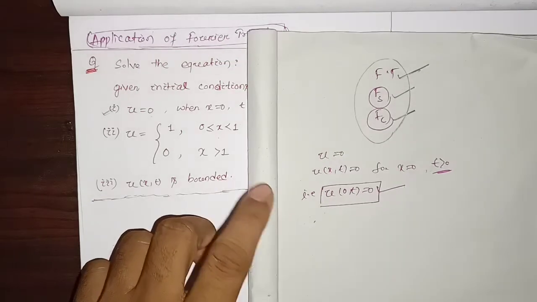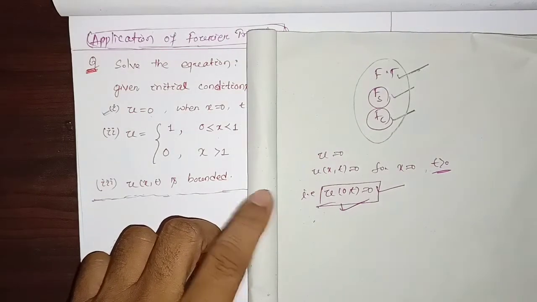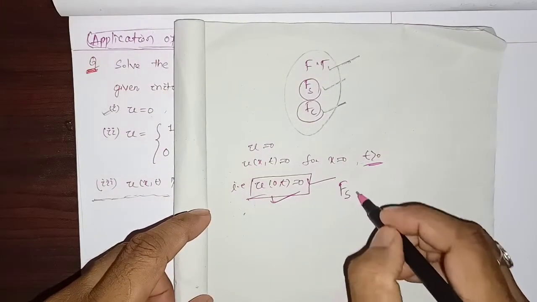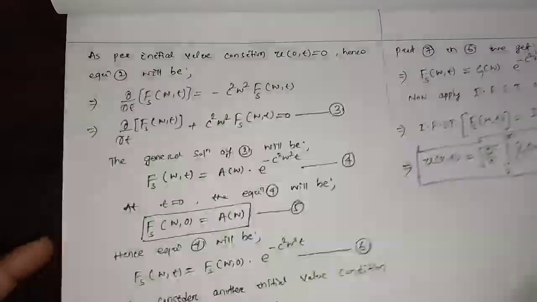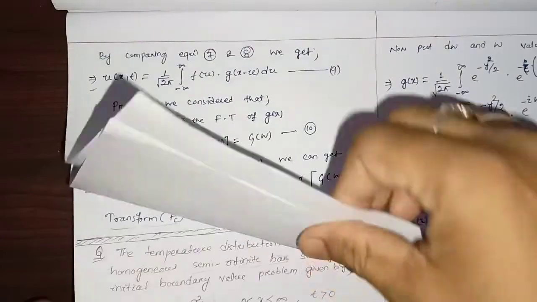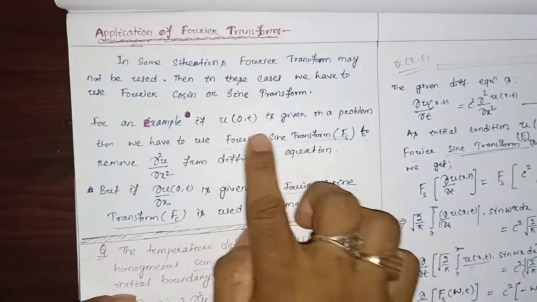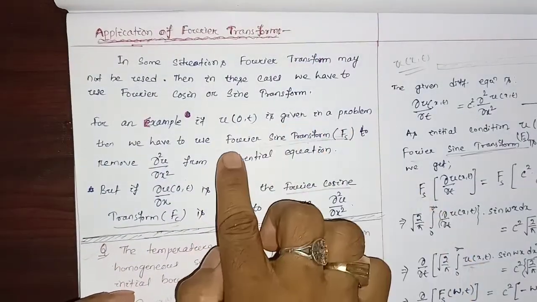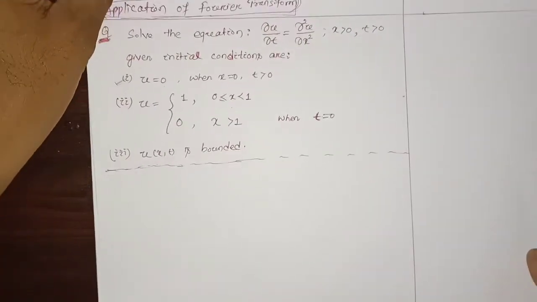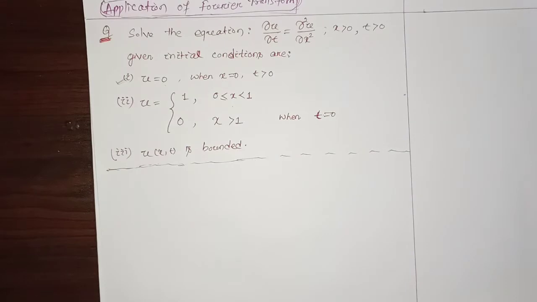We have already discussed that if this value is given, then we have to apply Fourier sine transform, right? You can check your notes written previously: if u(0,t) is given, then we have to apply Fourier sine transform. So now we start to solve this problem step by step.